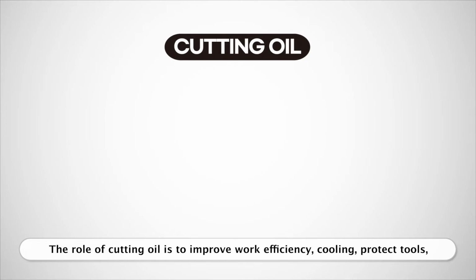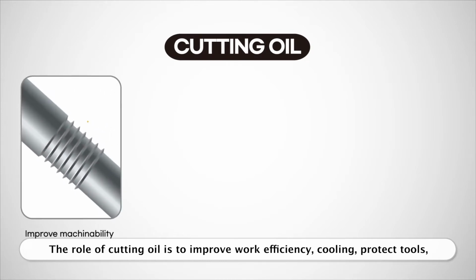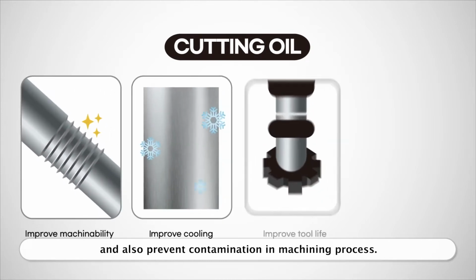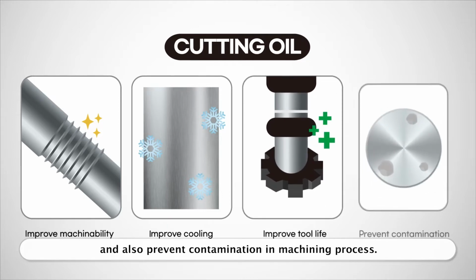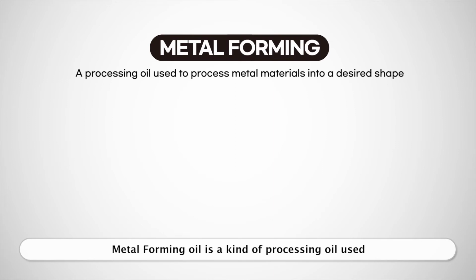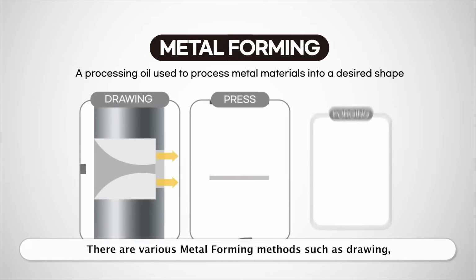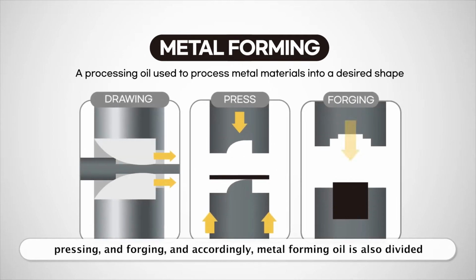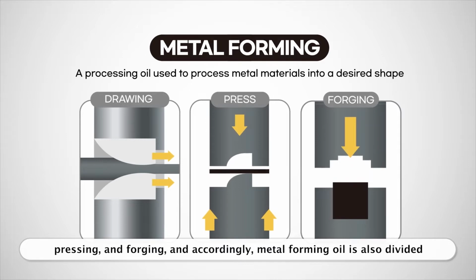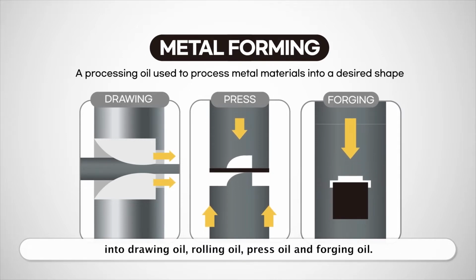The role of cutting oil is to improve work efficiency, provide cooling, protect tools, and also prevent contamination in the machining process. Metal forming oil is a kind of processing oil used to process metal materials into desired shapes. There are various metal forming methods such as drawing, pressing, and forging, and accordingly, metal forming oil is also divided into drawing oil, rolling oil, press oil, and forging oil.